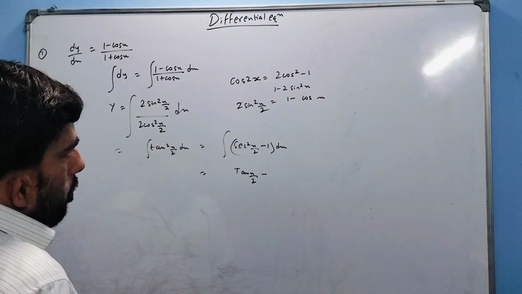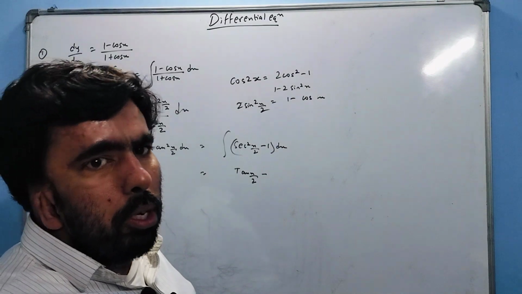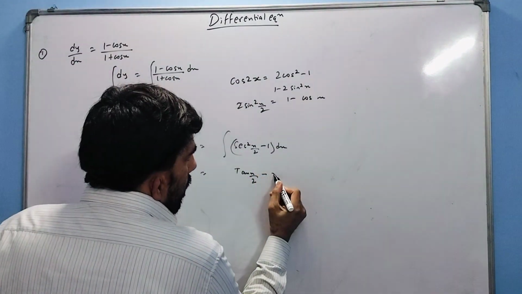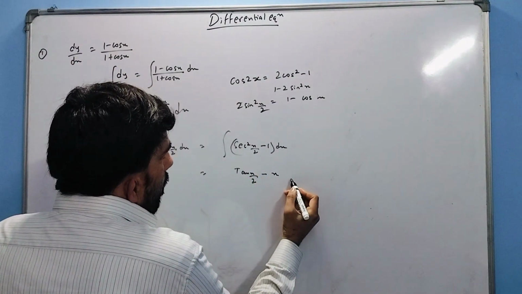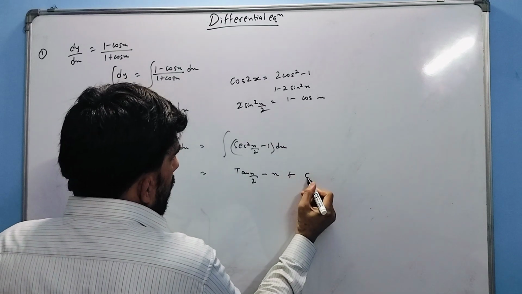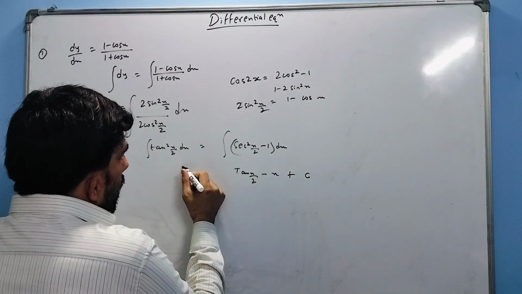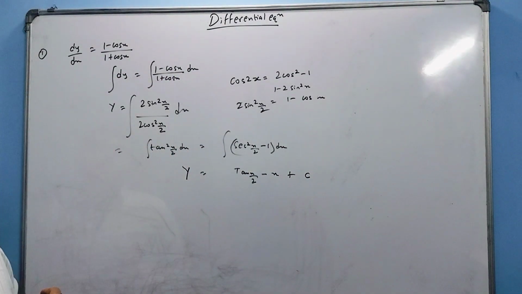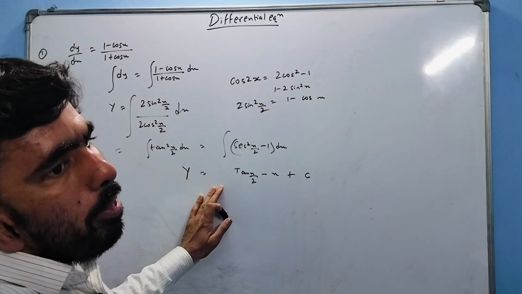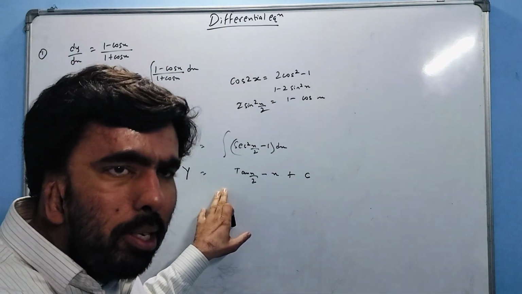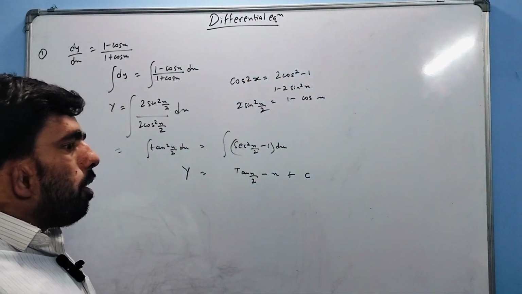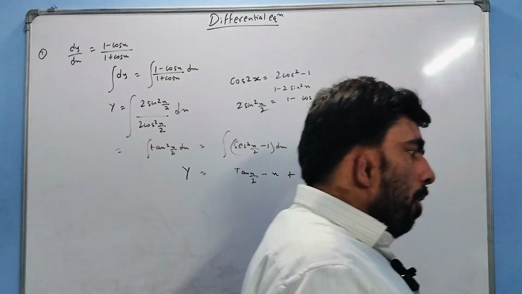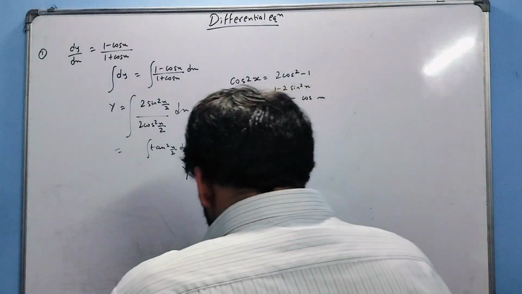Now we know the integration of sec square x is equal to tan x minus x. Here we have plus c. So that is how we find the general solution from the given differential equation. So that is how we try to solve the question. Now let us try to solve another one.